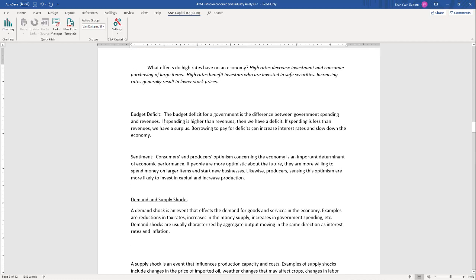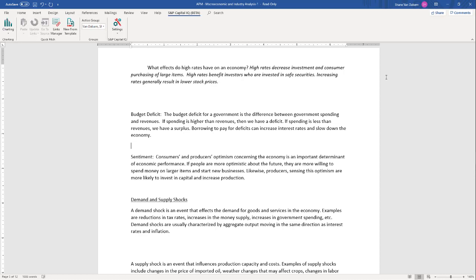The budget deficit is also another important variable when we talk about the domestic macroeconomy. The budget deficit for a government is the difference between government spending and revenues. If spending is higher than revenues, then we have a deficit. If spending is less than revenues, we have a surplus. Borrowing to pay for deficits can increase interest rates and slow down the economy.